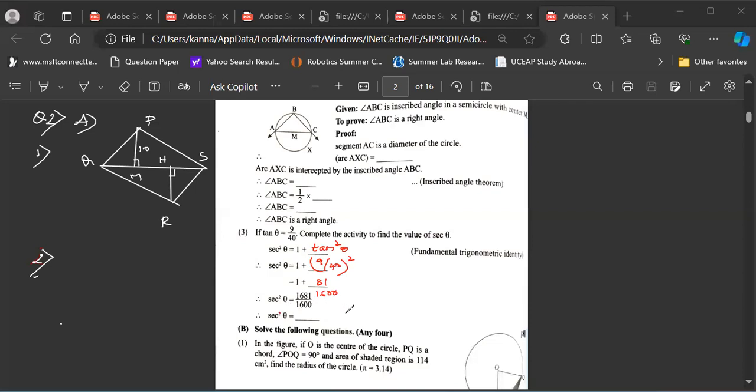There is a mistake here. It should be sec theta equals. So square root of 1681 is 41, and square root of 1600 is 40. This is a mistake; this should have been sec theta. I hope everybody has understood it. I filled the values in this question itself. Even for 1 and 2, now I rubbed it off.